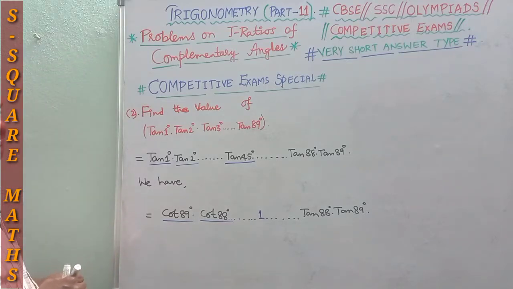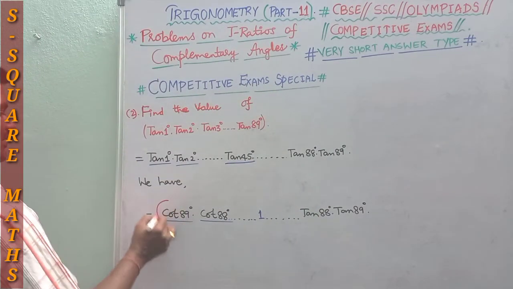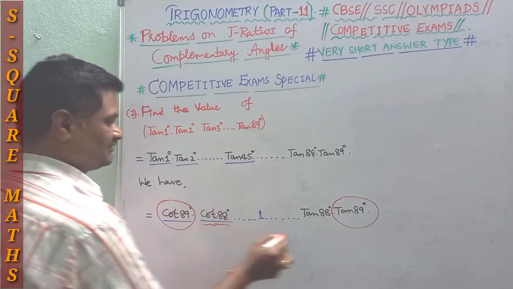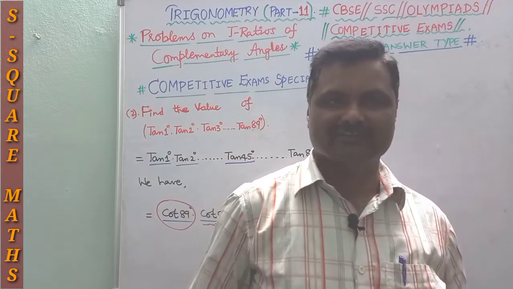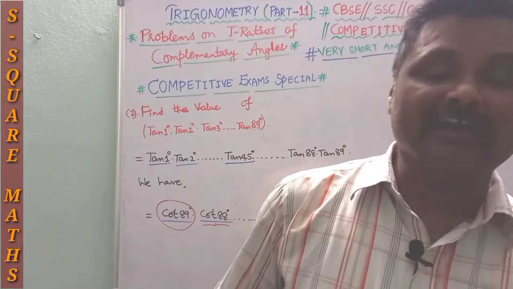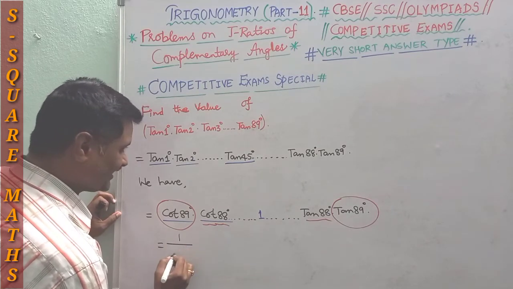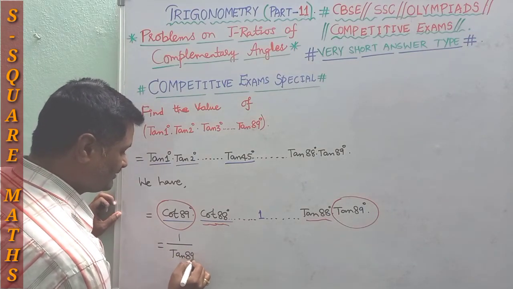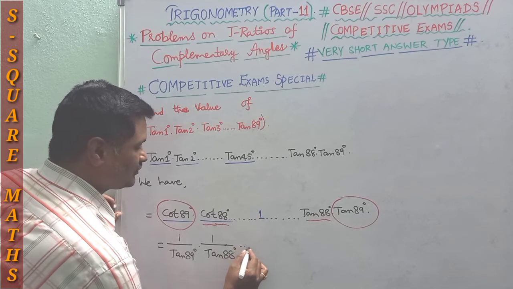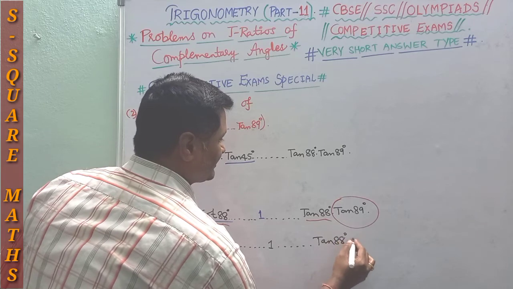So if you observe carefully, cot theta and tan theta are nothing but T ratios of complementary angles. Now I can replace it. Okay, that I have replaced, and tan and cot are reciprocal to each other. Nothing but this I can write as 1 by tan 89 degrees into 1 by tan 88 degrees, and so on, 1 into tan 88 degrees and tan 89 degrees.